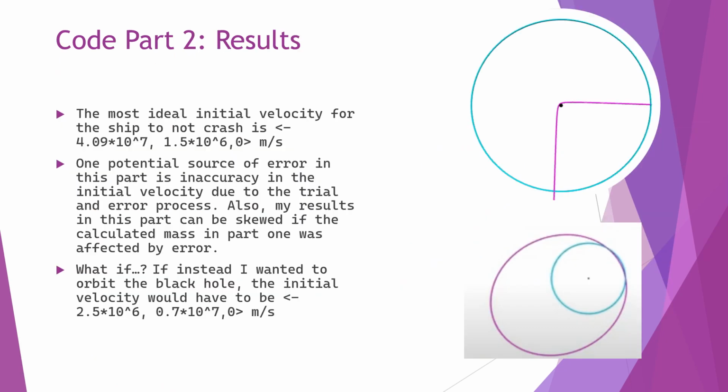From my trial and error calculations, the most ideal initial velocity for the ship not to crash is shown on screen. One potential source of error in this part is inaccuracy in the initial velocity due to the trial and error process. Also, my results in this part can be skewed if the calculated mass in part 1 was affected by error. If instead I wanted the ship to orbit the black hole, the initial velocity would have to be the one shown on screen.